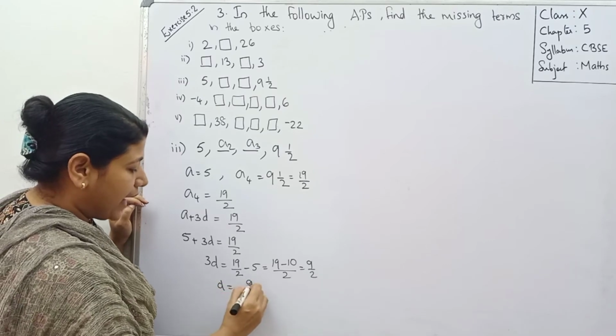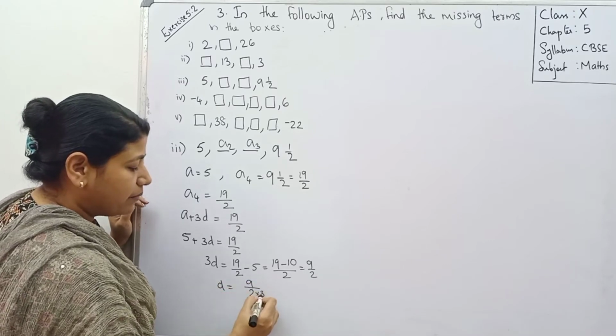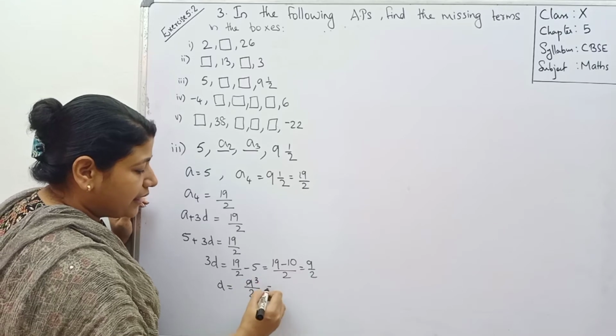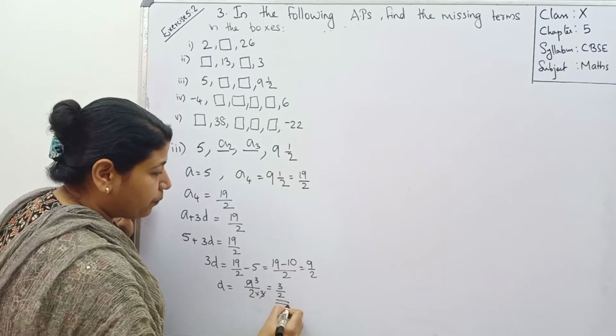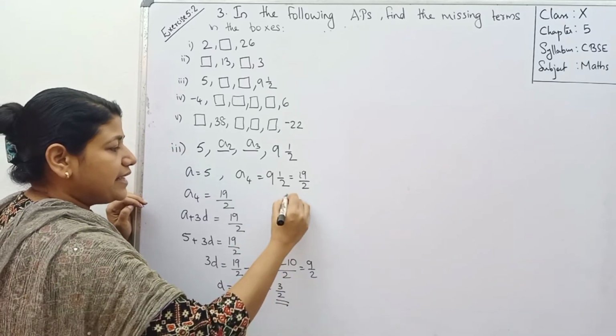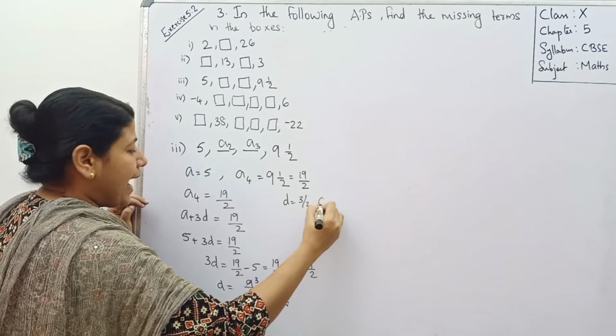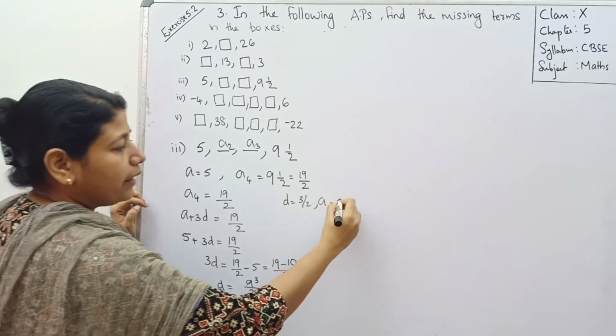So, d equal to 9 by 2 divided by 3. That means this 9 and 3 will get cancelled. So, you will get 3 by 2. So, our common difference d is 3 by 2 and the first term is 5.